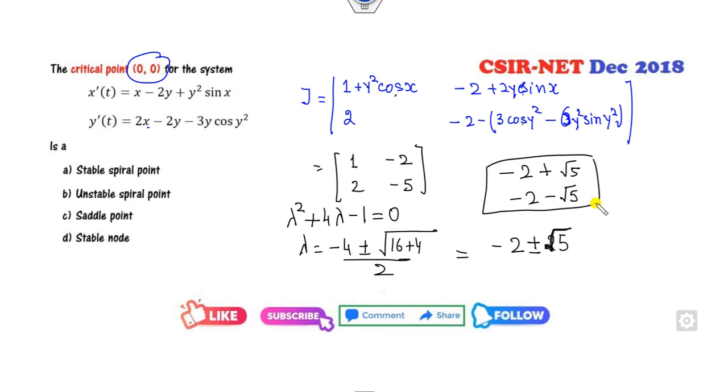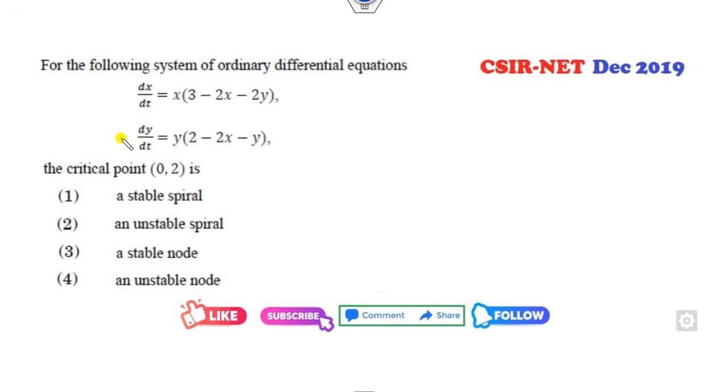Clear? Now clearly, this number is less than 0. This number is greater than 0. That means opposite sign. Whenever you have opposite signs, you always call it a saddle point. So spiral only when you have imaginary roots. Node only when you have real roots. But that's real, and they have opposite sign. So the saddle point is the right answer.